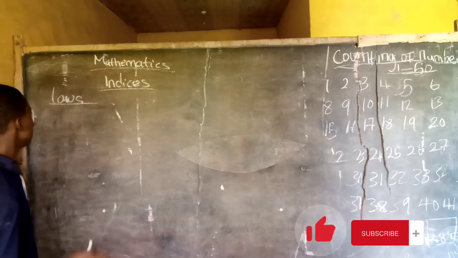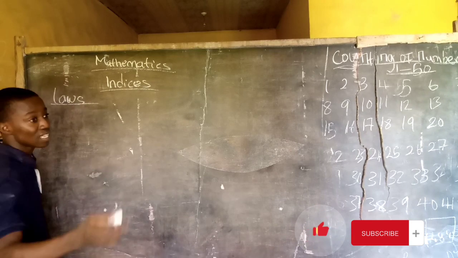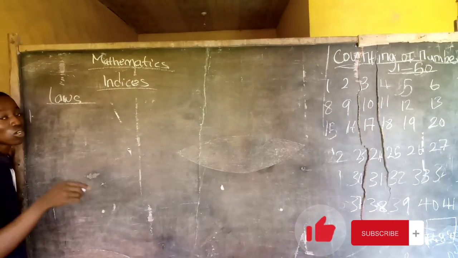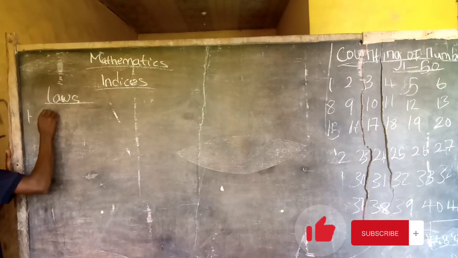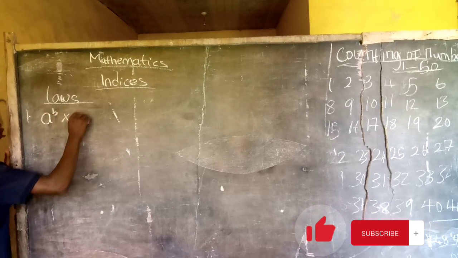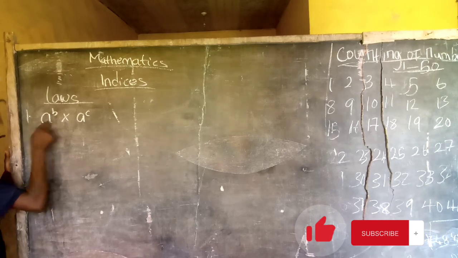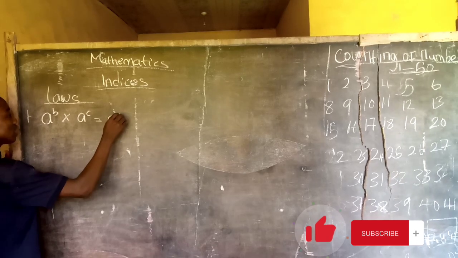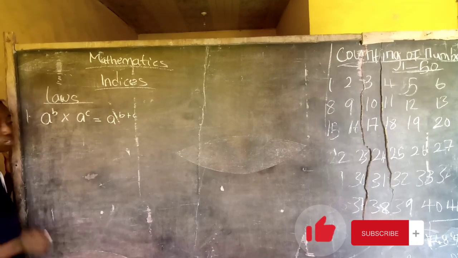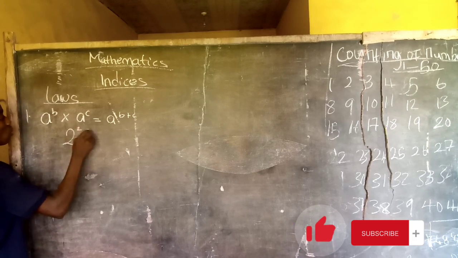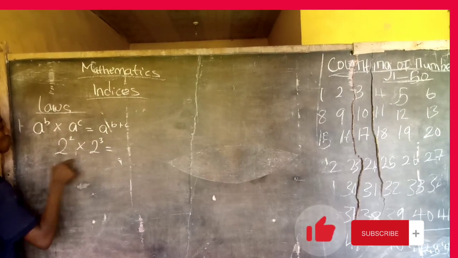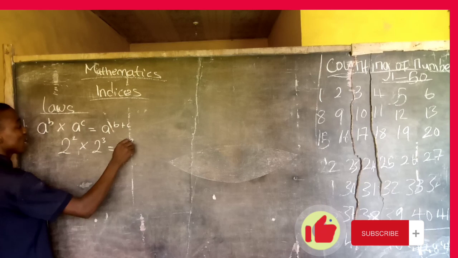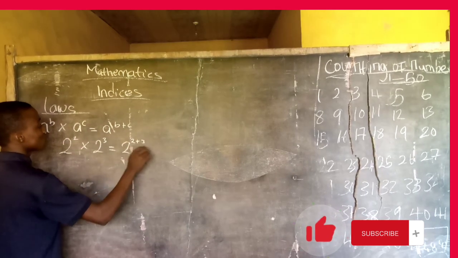Now here, the first law of indices: like in logarithm I talked about the addition law and subtraction law, here I'm talking about the multiplication law and division law on indices. For example, we have a to the power b multiplied by a to the power c. Because they have the same base, we can take one base and add up the powers. This becomes a to the power b plus c. Now for example, 2 to the power 2 multiplied by 2 to the power 3. Because we have similar bases, we add the powers, 2 plus 3, and that becomes 2 to the power 5.